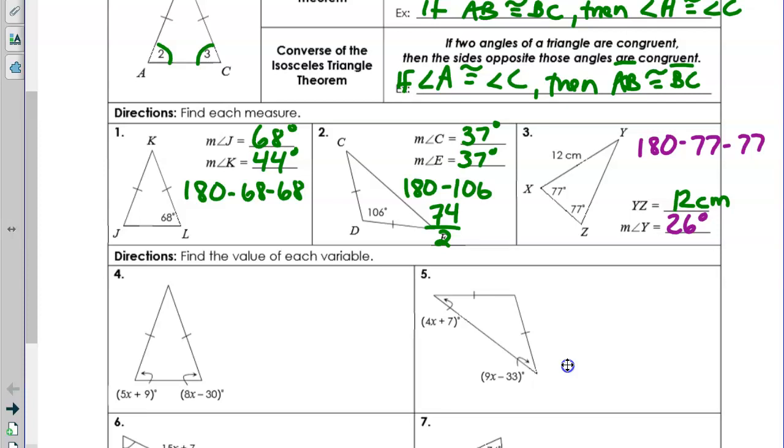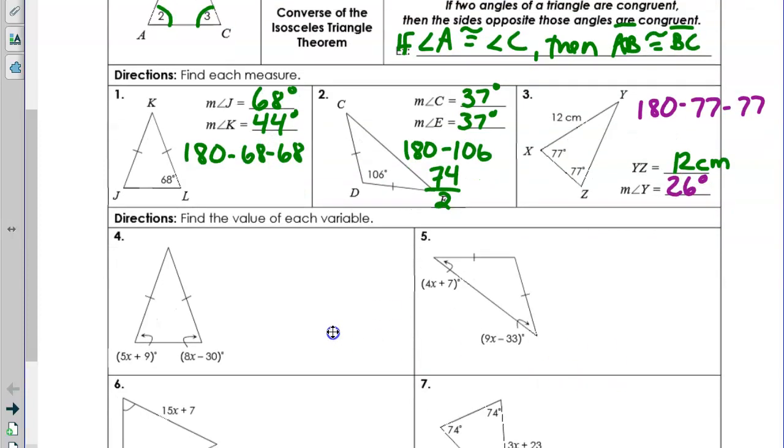Alright, number 4, now we're getting into the algebra. How do we know how to solve for x? What does the figure have in it that lets us know? Brooklyn, can you say it louder? Yeah, these are indicating that they're congruent. Well, we now know that the opposite angles have to be congruent. So if these two angles are congruent, what's my equation going to be?